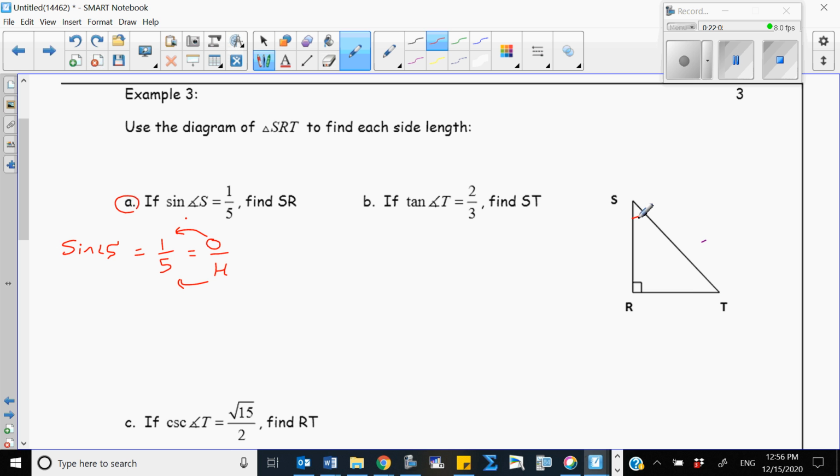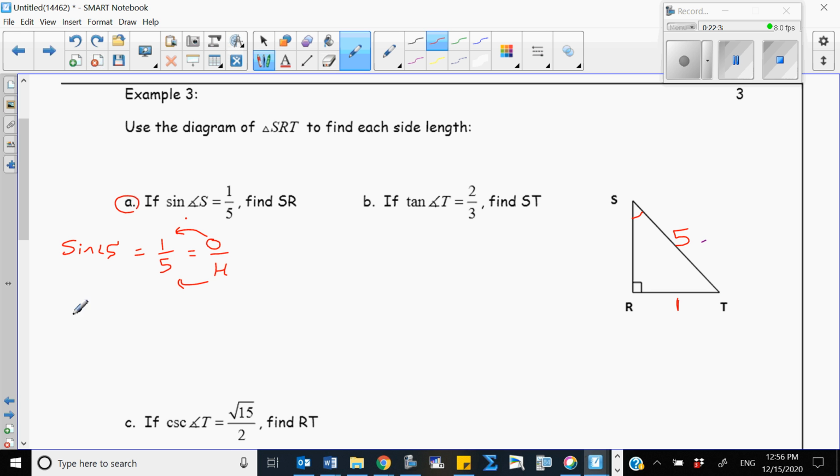So if this is my angle, this one is the opposite side, and it's equal to 1. I'm just going to write 1 here. And hypotenuse is 5. What is the hypotenuse of this triangle? This one, which is opposite angle 90. And this is equal to 5. Now, am I able to find the other side? Yes. Usually, I just use the Pythagorean theorem.